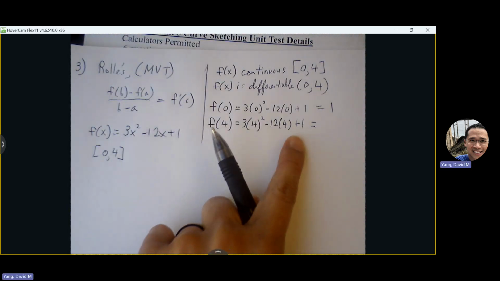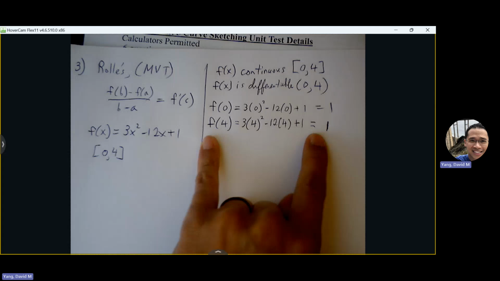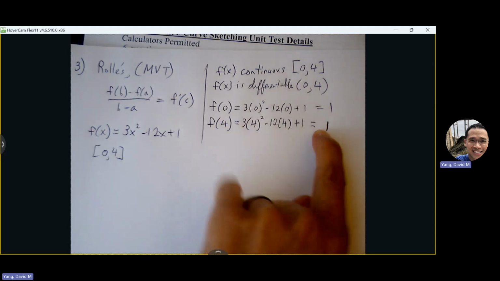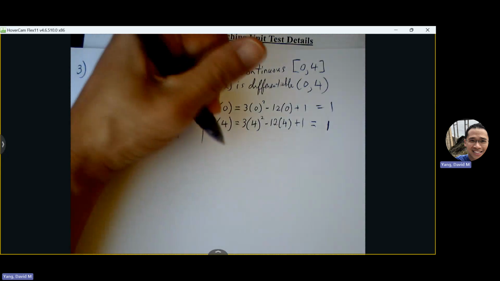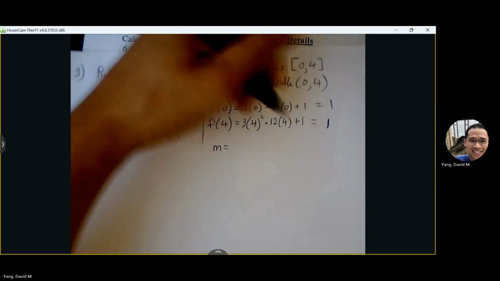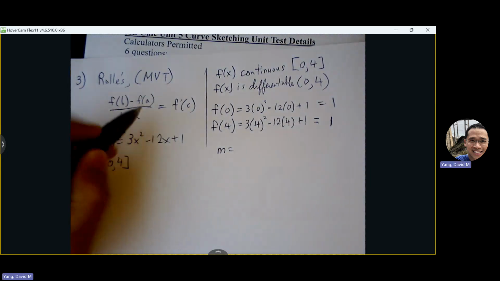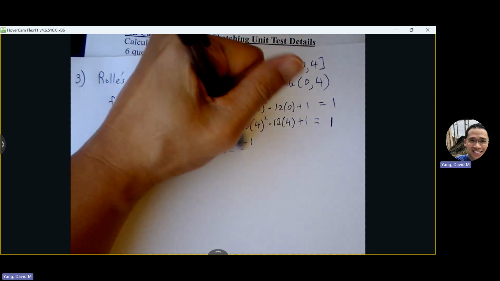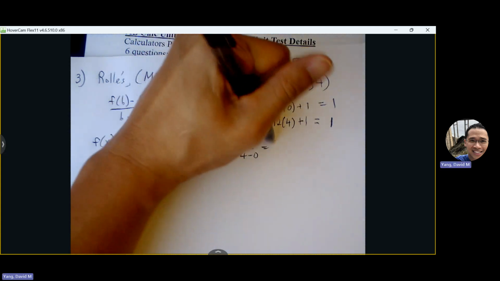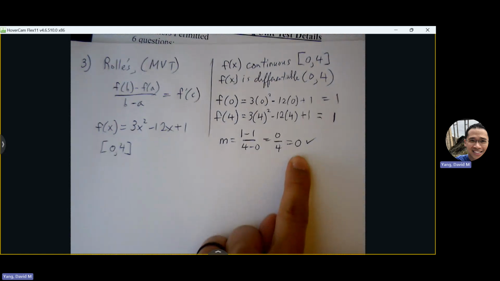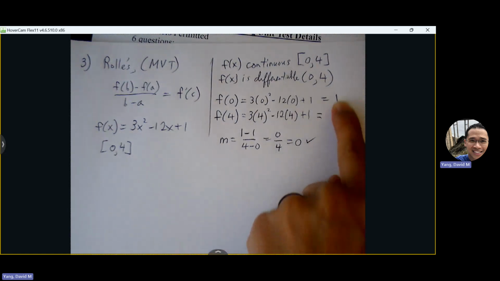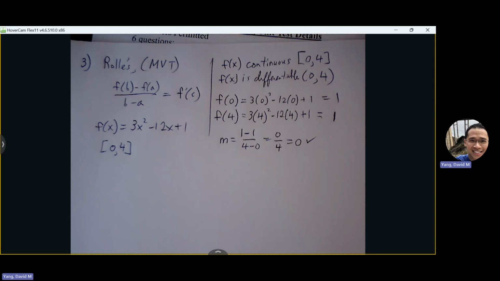48 minus 48 is 0. 0 plus 1 is 1. So my ordered pairs are (0, 1) and (4, 1). This should give me a slope of 0 because the y values are the same, but let's confirm. Change in y over change in x: 1 minus 1 over 4 minus 0 is 0 over 4, which is 0. So we know Rolle's theorem can be applied because the two ordered pairs are directly across from each other. If I draw a line between those 2 points, it's going to be a horizontal line, and that horizontal line has slope 0.